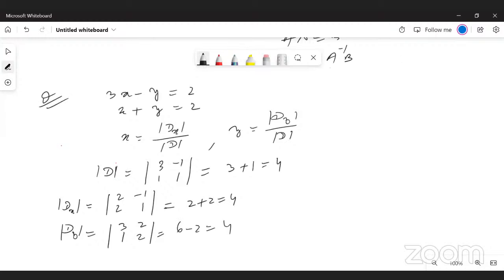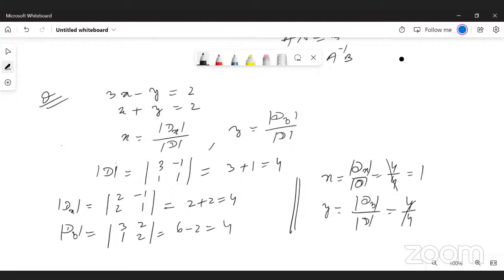Then the value of x equals Dx divided by D. In that case we can take into account that the value of x is 1, and the value of y is Dy divided by D. In that case also it becomes 1. So the value of x is 1 and the value of y is 1.